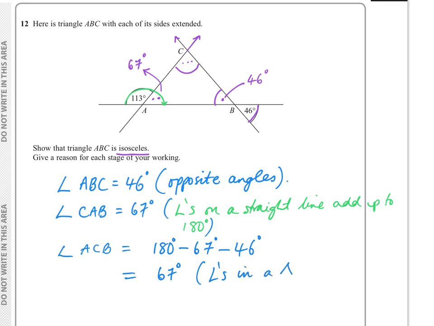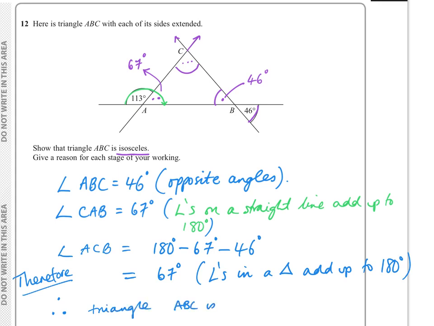Angles in a triangle add up to 180 degrees, and so we can use this sign here, which means therefore, that's how you spell it, F-O-R-E, therefore triangle ABC is isosceles because two angles are 67 degrees. So this one here is 67 degrees.